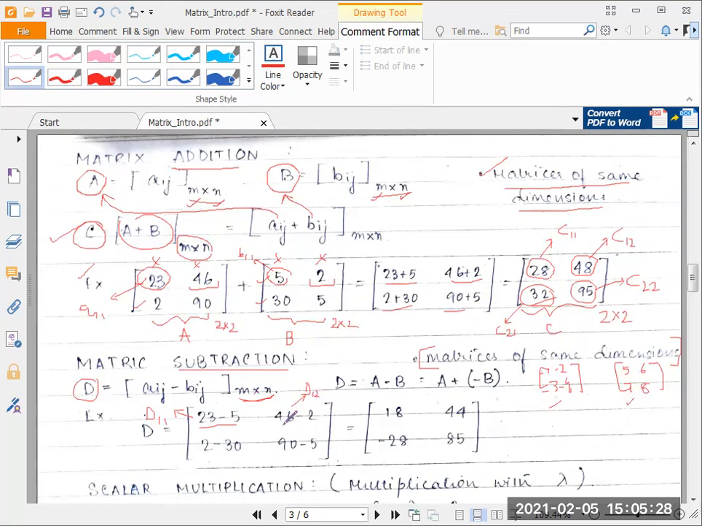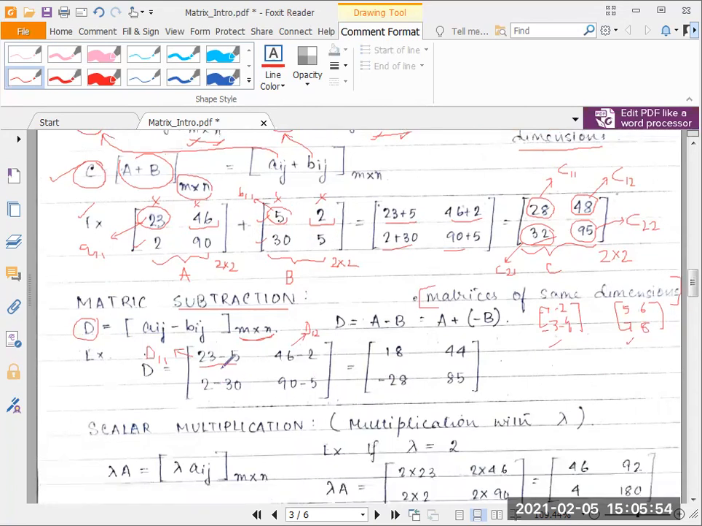So D12 will be A12 minus B12, that is 46 minus 2. D21 will be 2 minus 30. And finally, D22 will be A22 minus B22, that is 90 minus 5. So I have 23 minus 5, 46 minus 2, 2 minus 30, 90 minus 5. So the resultant will be 23 minus 5, that's 18, 46 minus 2, that's 44, 2 minus 30, that's minus 28, and 90 minus 5, that's 85.